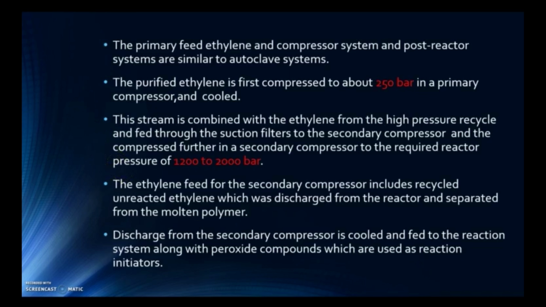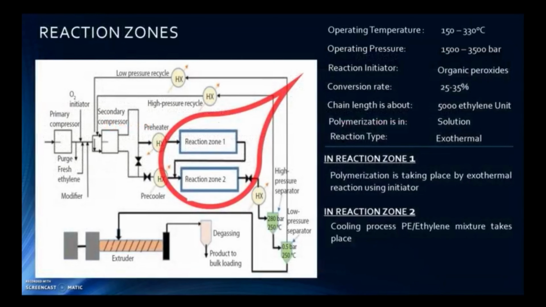and compressed further in the secondary compressor to the required reactor pressure of 1200 to 2000 bar. The ethylene feed to the secondary compressor is the recycle and reactor ethylene which was discharged from the reactor and separated from the molten polymer. Discharge from the secondary compressor is cooled and fed to the reaction system along with the peroxide compound, which is used as reaction initiator. So now what's happening inside the reaction zone?